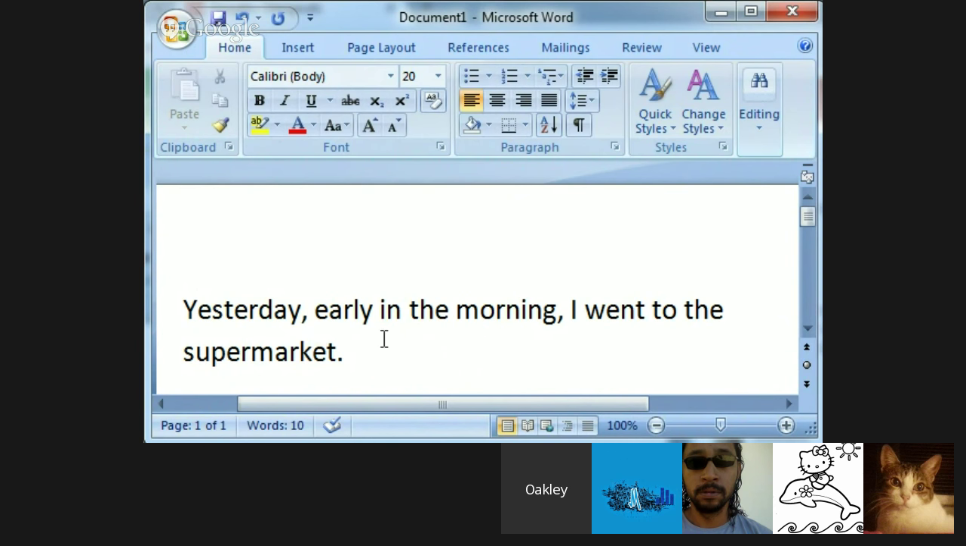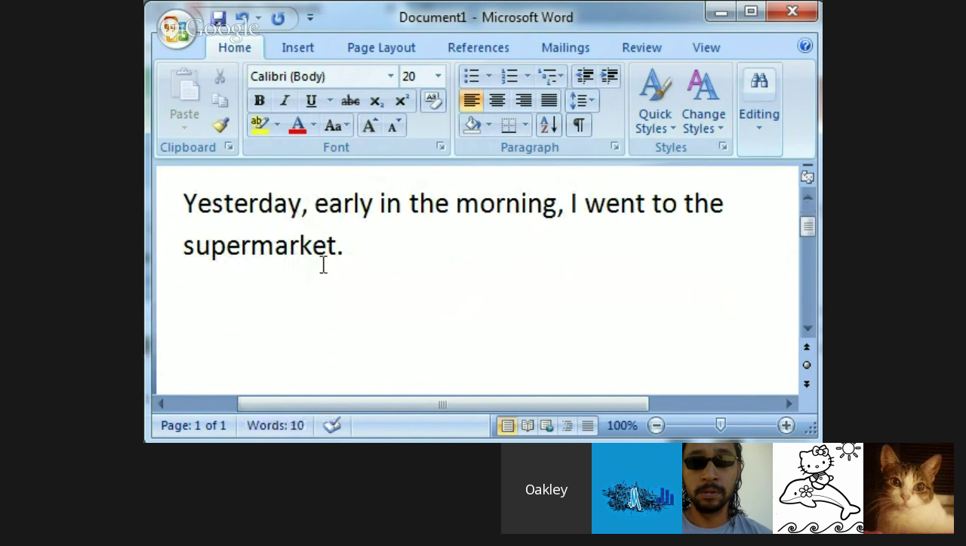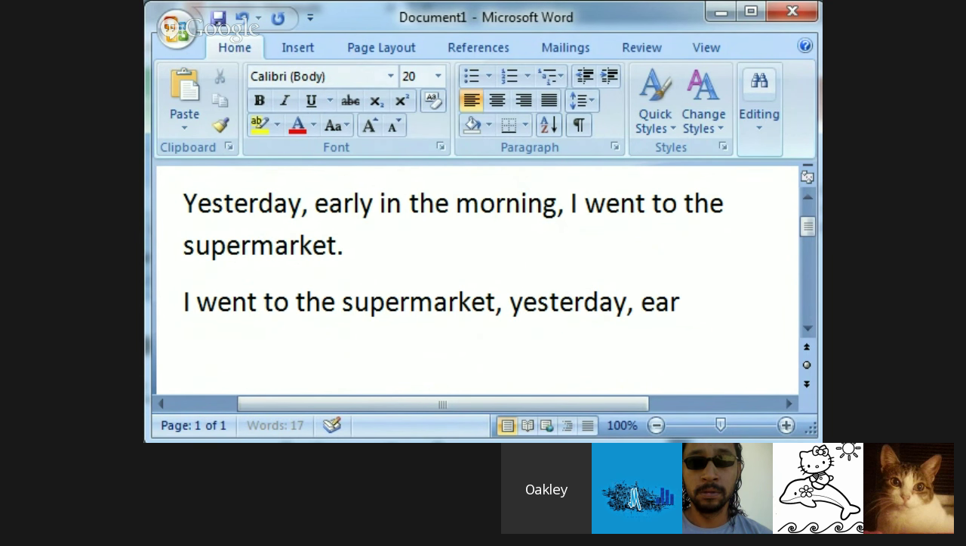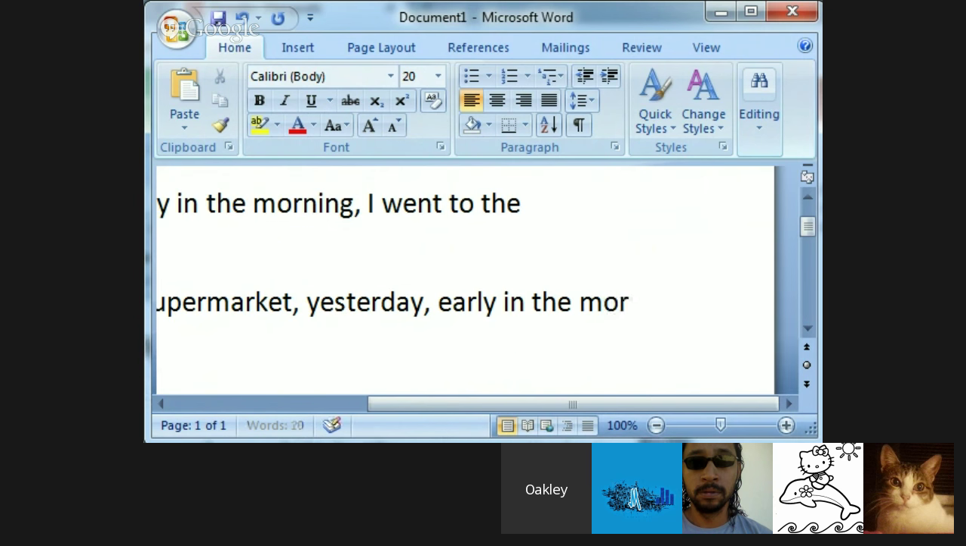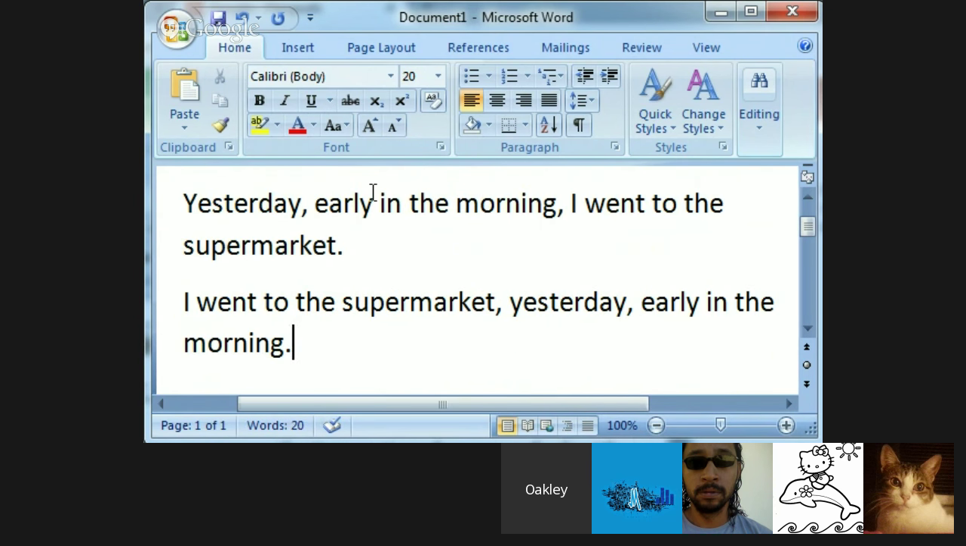All right. And, of course, if we wanted to, we could reverse. I went to the supermarket yesterday, early in the morning, like that. Yesterday, comma, I went to the market, comma, early in the morning. Yeah, actually, that might be a much better way to do it, actually. Put this time phrase at the end.